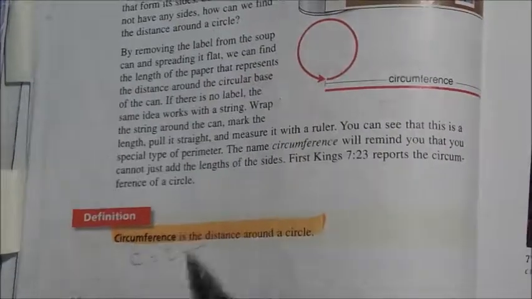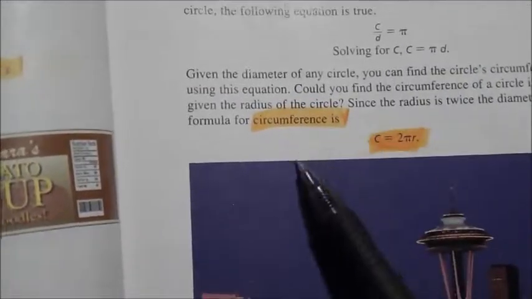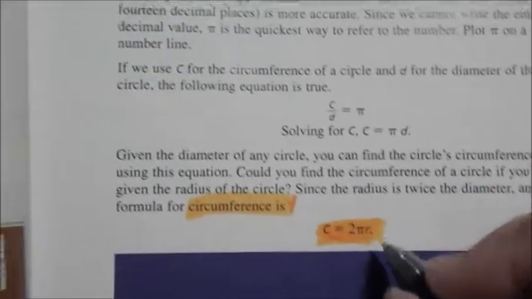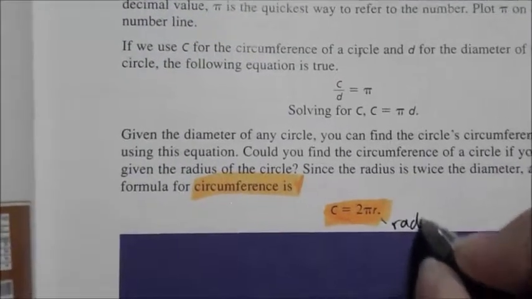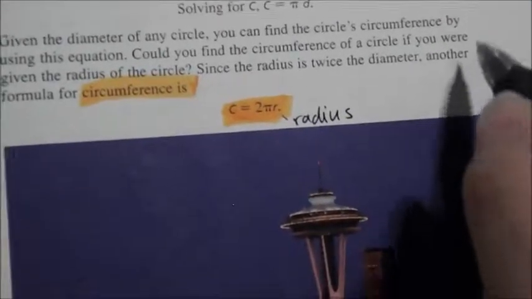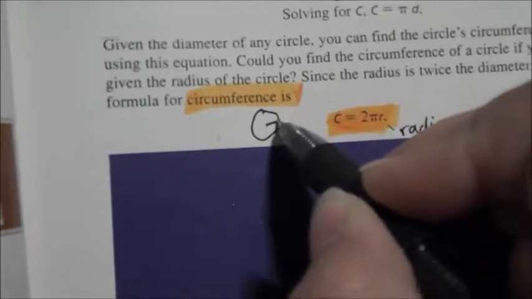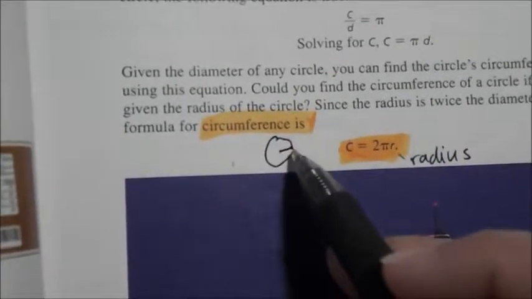Here's the formula, C equals 2 pi r. I wanted to point these out over here. There's two ways of writing it. C equals 2 pi r. R is a radius. And if you remember, a radius is basically from the center to the side.